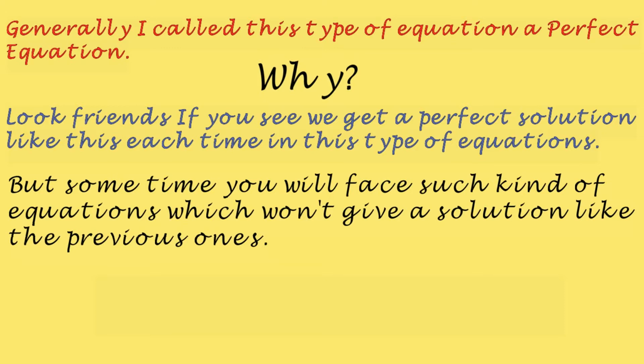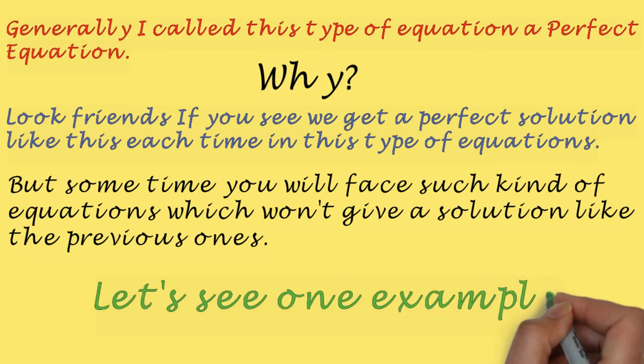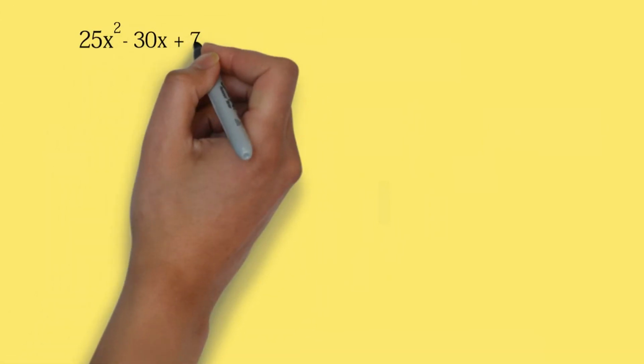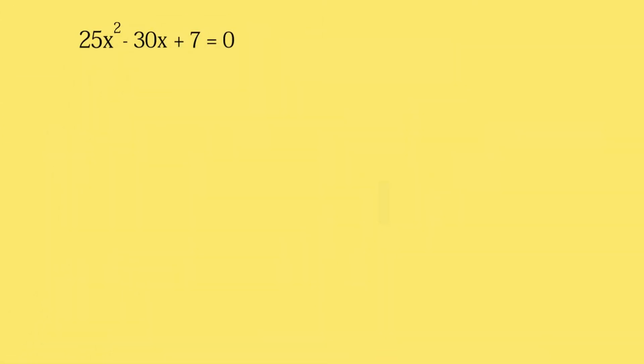Then what will you do? Let's see one example. So, we have an equation here. It is 25x squared minus 30x plus 7 equals 0. You can try the previous process to solve this equation, but you can't get any solution. Don't listen to me, you can try if you want. Now the new process begins.